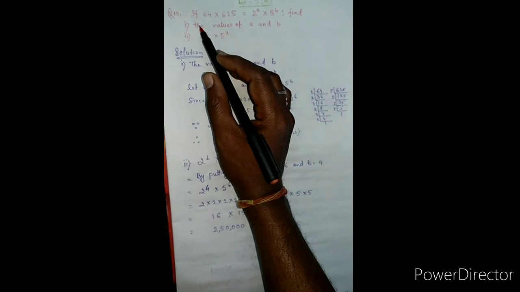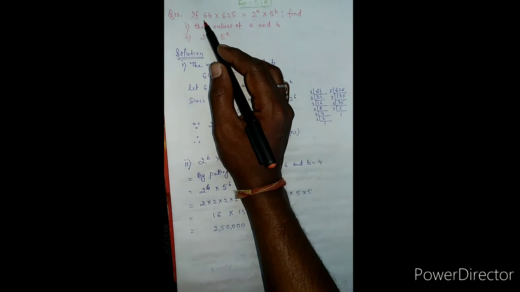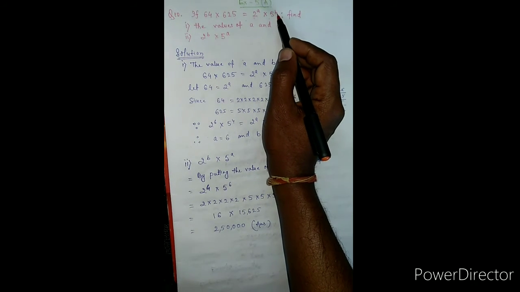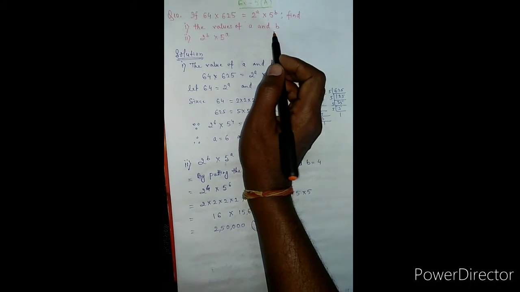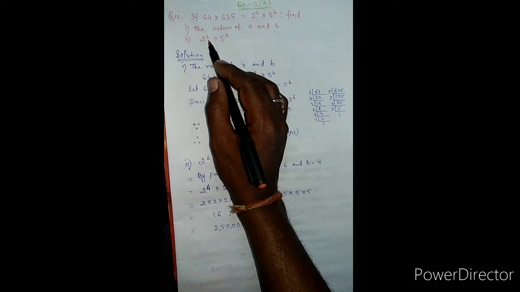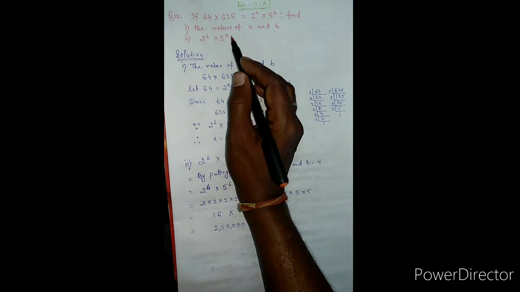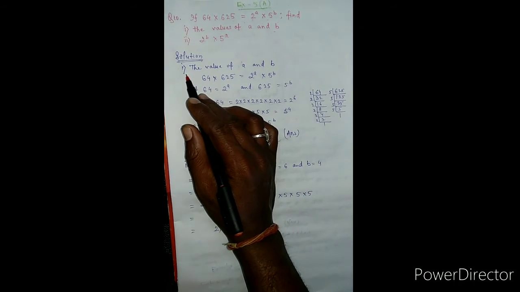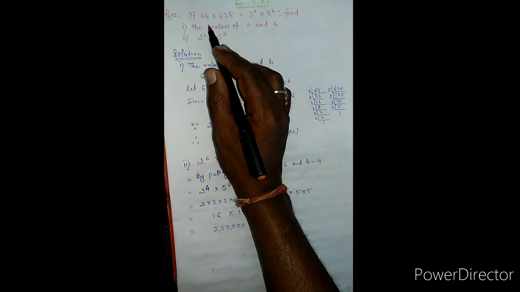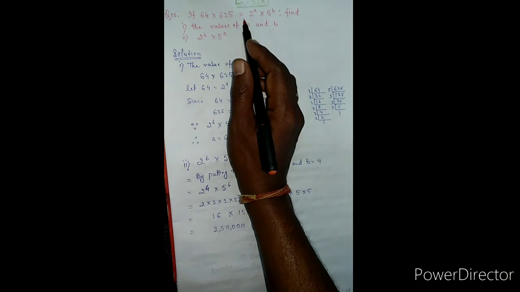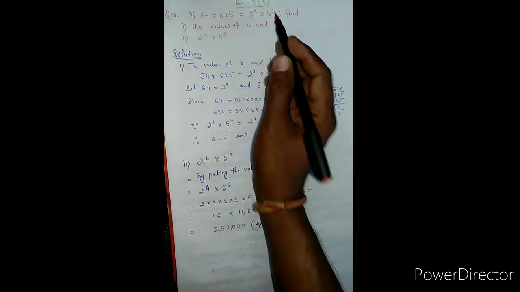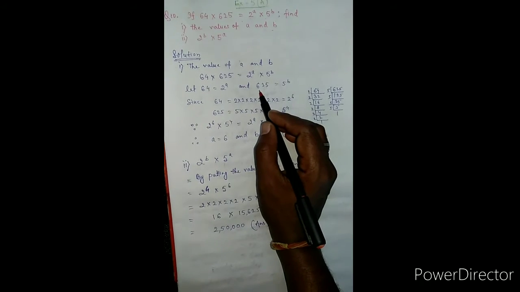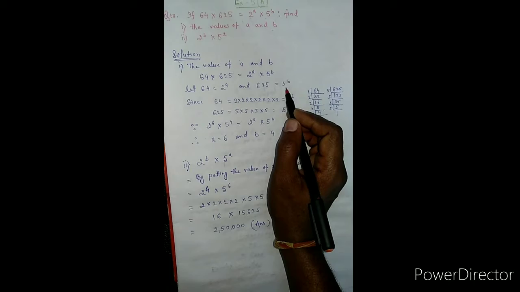Now see question number 10. It's similar to question number 9. If 64 into 625 is equal to 2 to the power a into 5 to the power b, find the value of a and b, and also find the value of 2 to the power b into 5 to the power a. So first, find the value of a and b. Here 64 into 625 is equal to 2 to the power a into 5 to the power b. So we will write here, let 64 be equal to 2 to the power a and 625 equal to 5 to the power b.